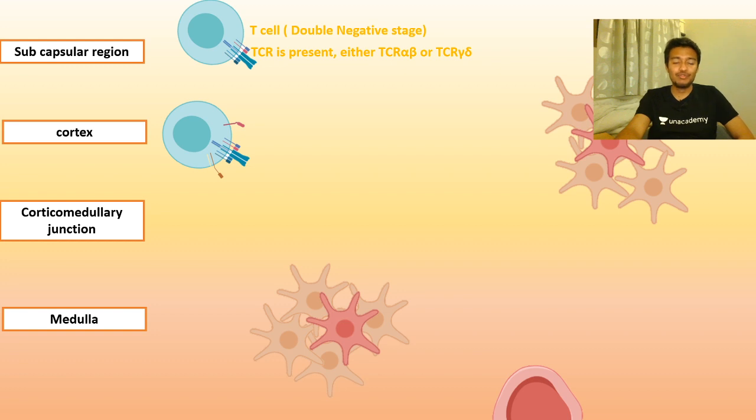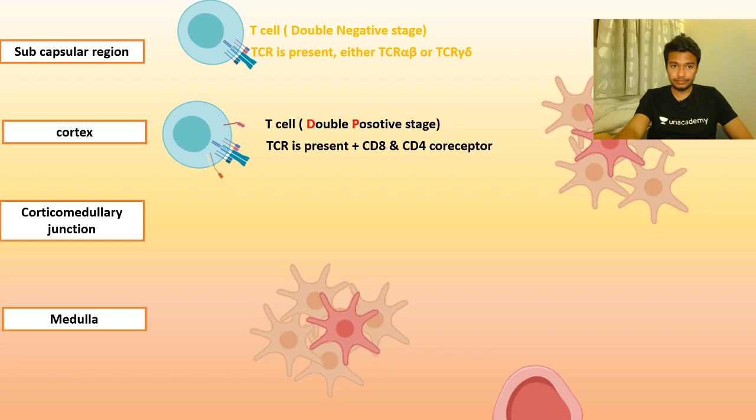Now we are going to move on from the subcapsular region to the double positive stage. Why are they double positive? Double positive because they have both the CD8 and CD4 co-receptors. Both receptors are there. That is why they are double positive. Now double positive T cells reside in the cortex. So they have descended from the subcapsular region, which is the peripheral most region, to the cortex.